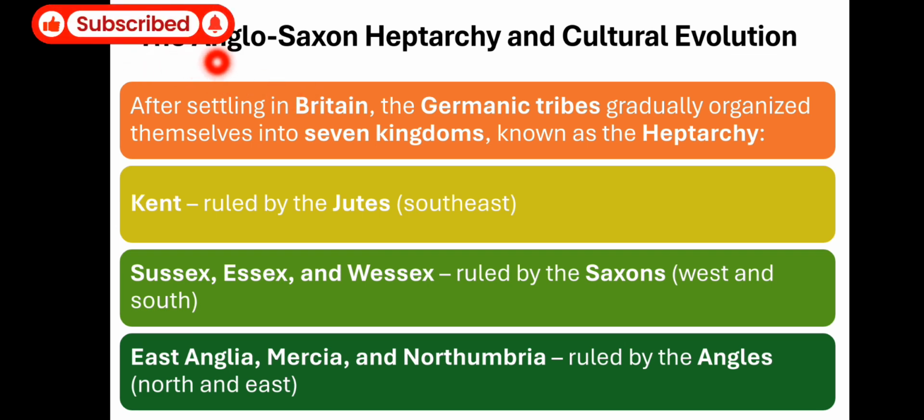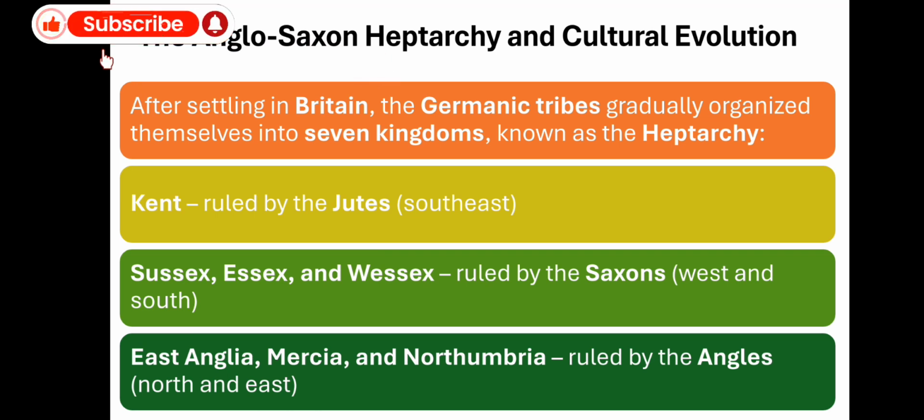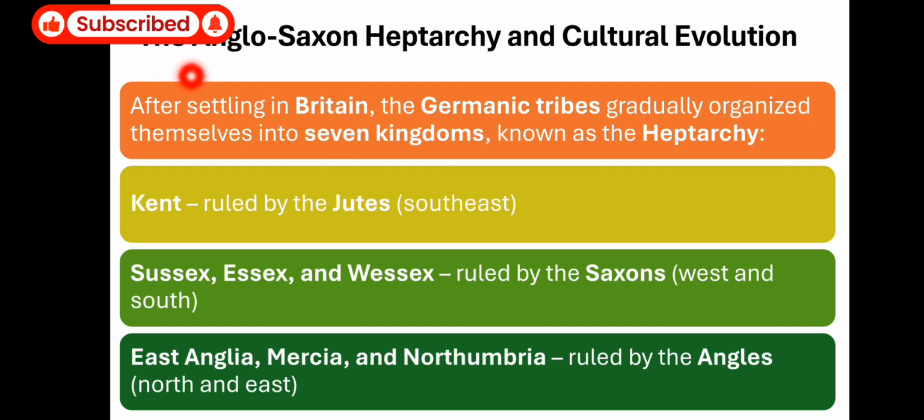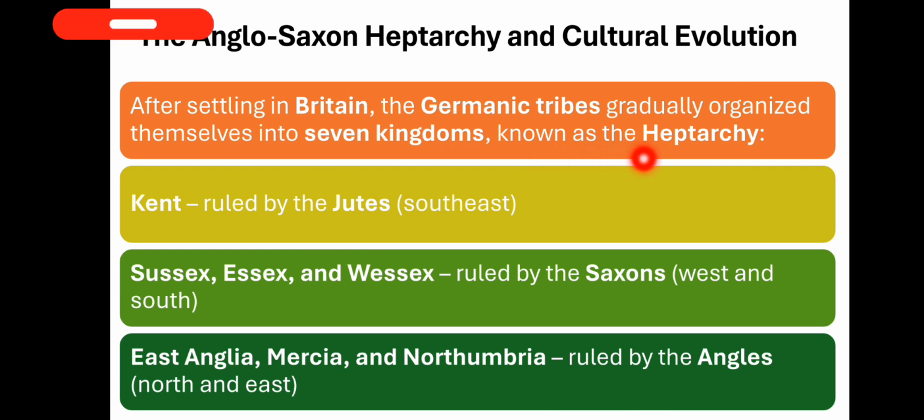Now, the Anglo-Saxon heptarchy and the cultural evolutions. After settling in Britain, the Germanic tribes gradually organized themselves into seven kingdoms known as the heptarchy. So what was the heptarchy? The heptarchy was the unification, or the unity, of the seven kingdoms where these Anglo-Saxons settled.